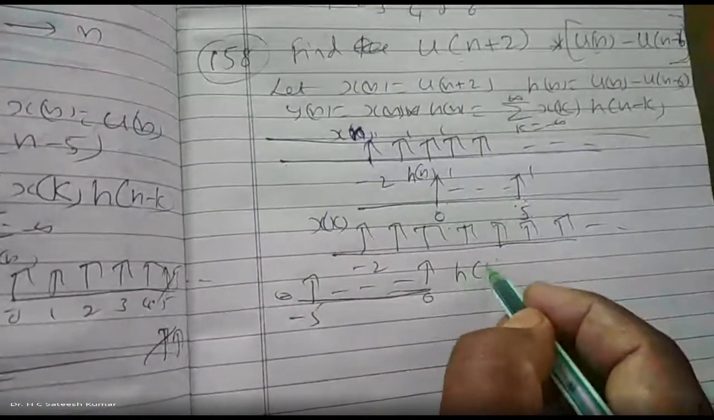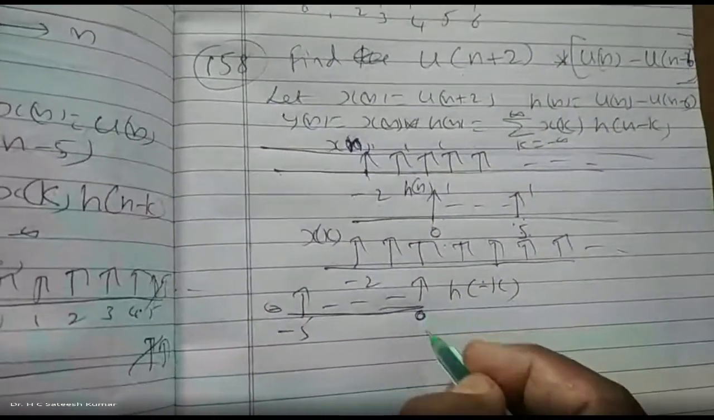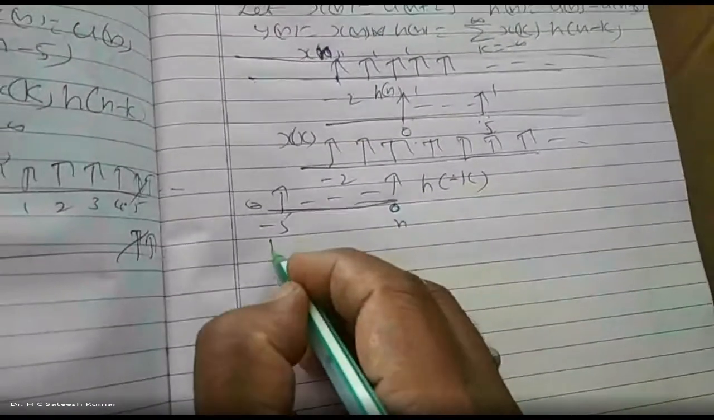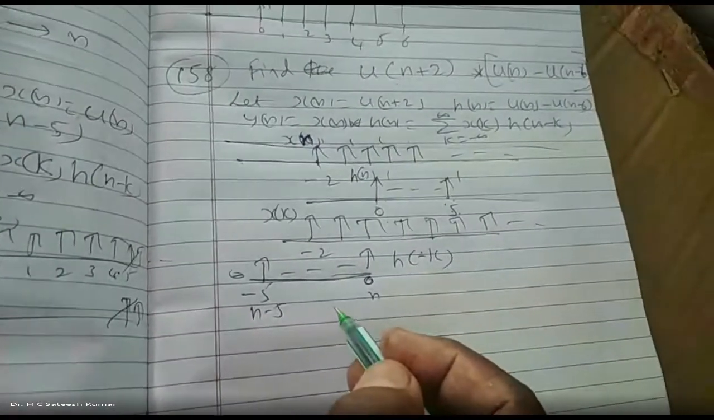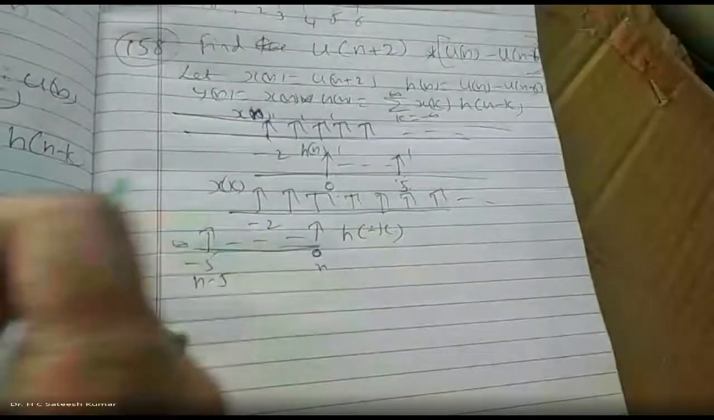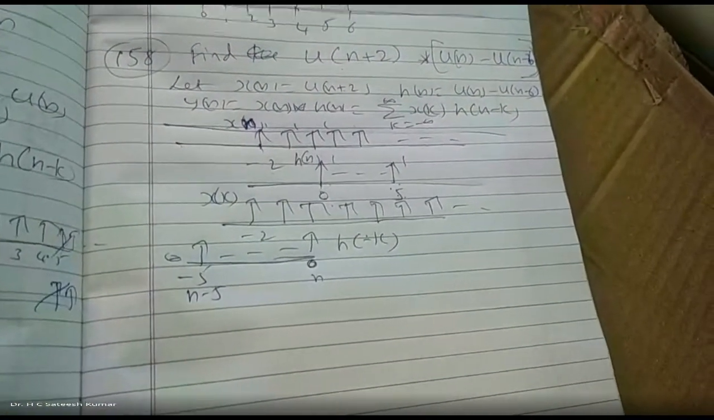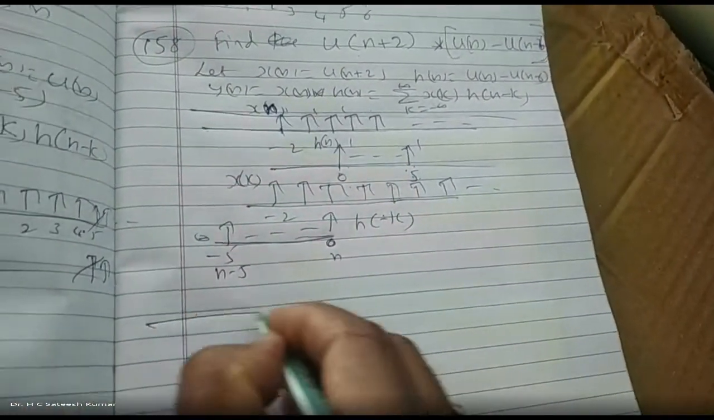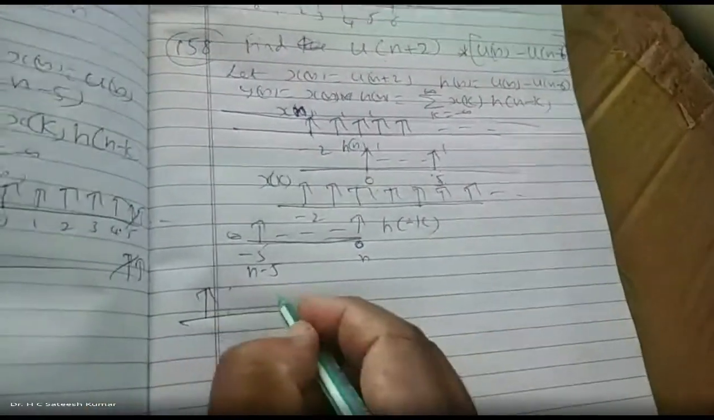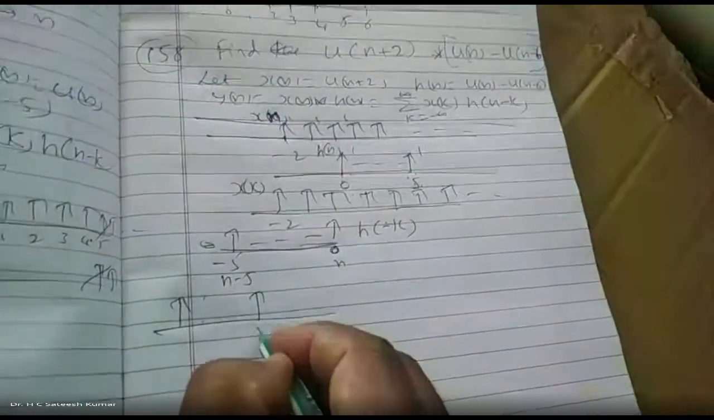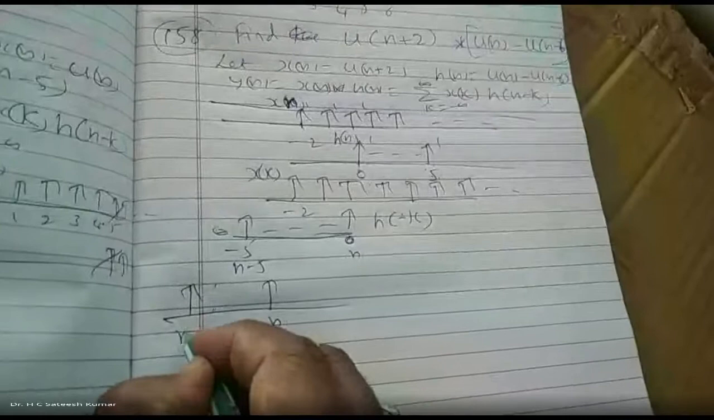This is your h of minus k. The 0th value, you will take it as n. This is n minus 5. Case number 1: you start and go back, shifting from minus infinity. So what will happen? Where does the overlapping start? This is n, this is n minus 5.